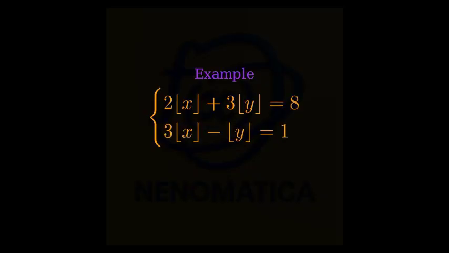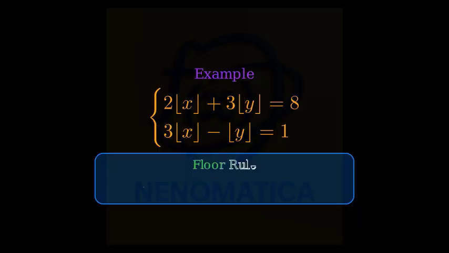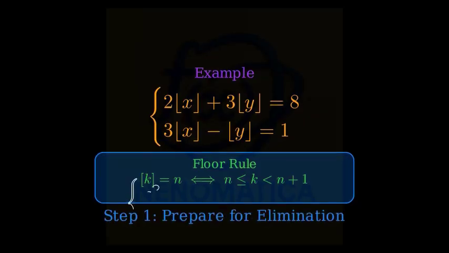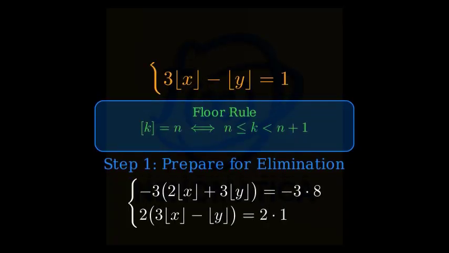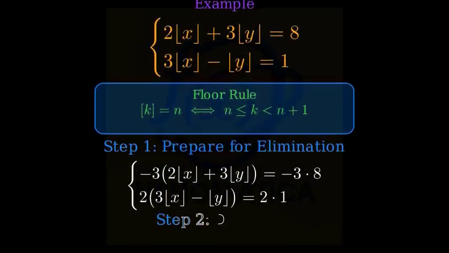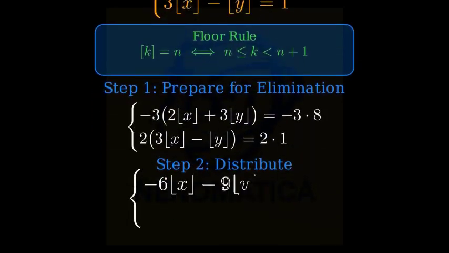Here is our example. The word example appears, followed by the system of equations exactly as given. Before we start, recall the key rule for the floor function. If the floor of k equals n, then n is an integer, and n is less than or equal to k, and k is less than n plus 1. Step 1. Multiply the first equation by negative 3 and the second equation by 2 to eliminate the floor of x. Step 2. Distribute to simplify each equation.